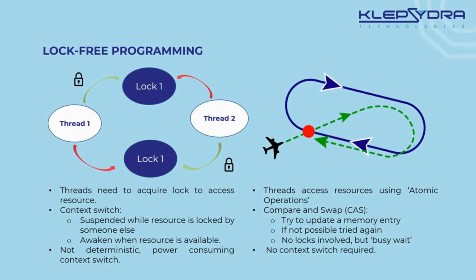Lock-free programming consists of attempting repeatedly to write data in a small piece of memory until the data is in a consistent state. This is usually depicted as a plane trying to land in a busy airport. If the runway is busy, it flies away, and then it tries once again until it succeeds.